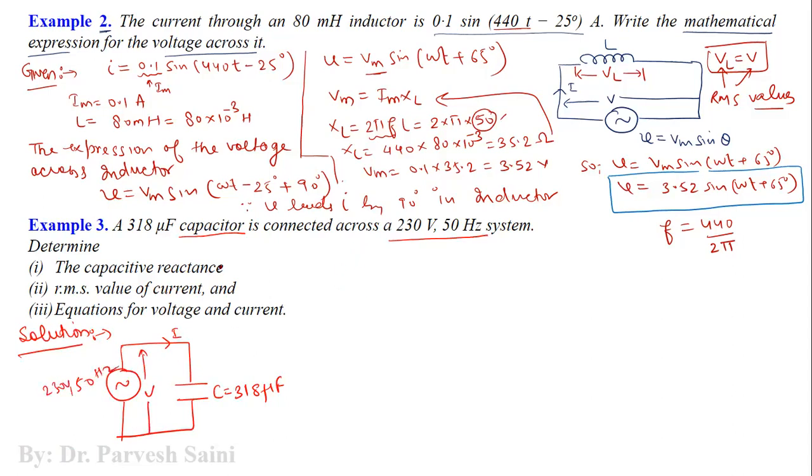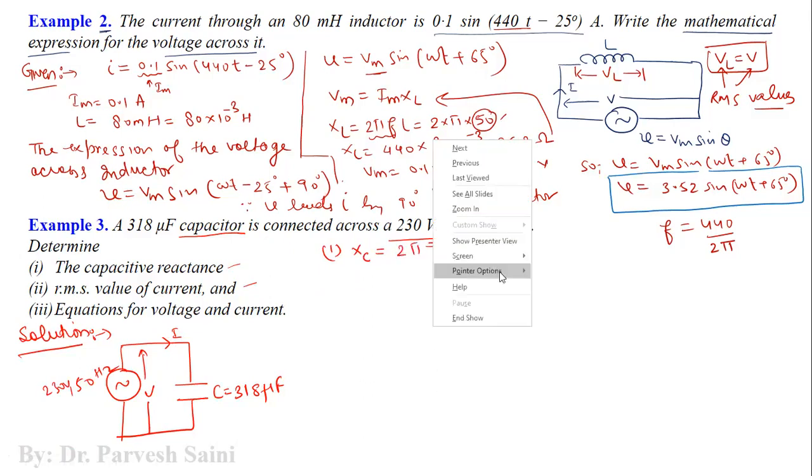So we have to find out the capacitive reactance. We have to find out the RMS value of the current. Means this I, we have to obtain the equation for the voltage and the current. The first is XC, which is capacitive reactance. To determine XC, we will use the formula, not 2 pi, sorry, it is 1 by 2 pi FC.